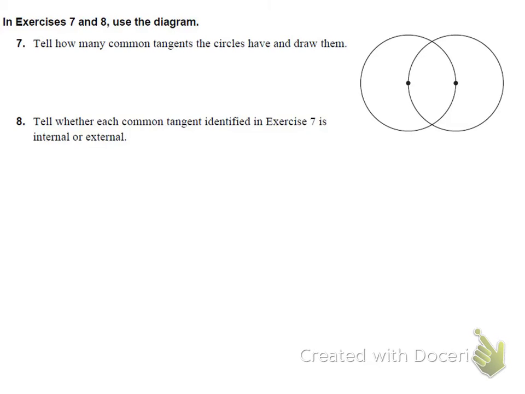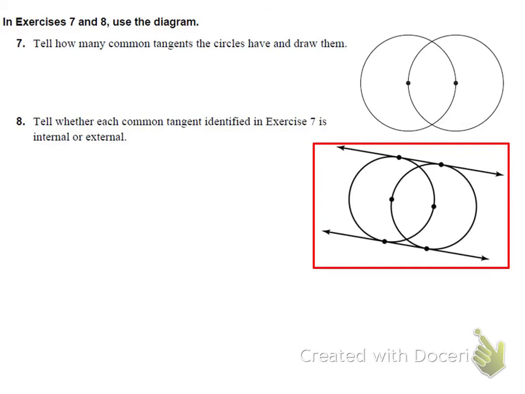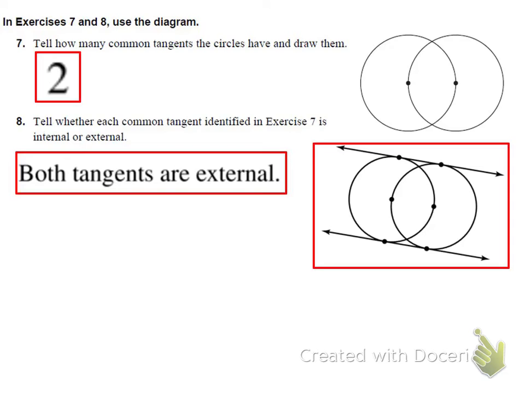You have to be color coded too. You just do it. So how many tangents do we have? Two of them. They're both external. Look at that. Done.